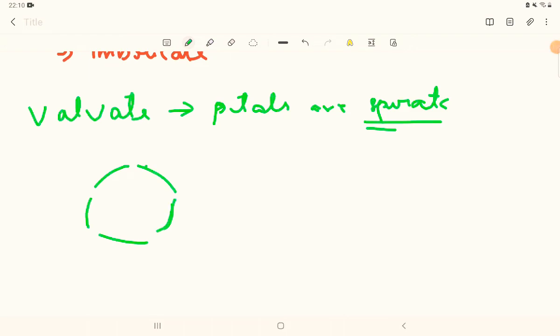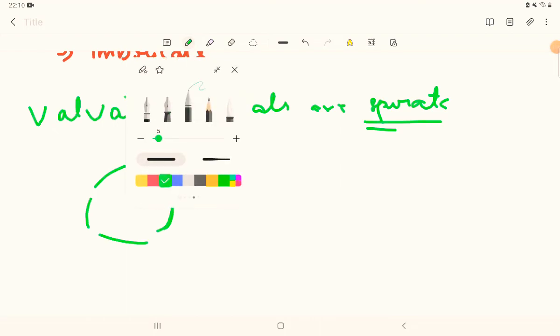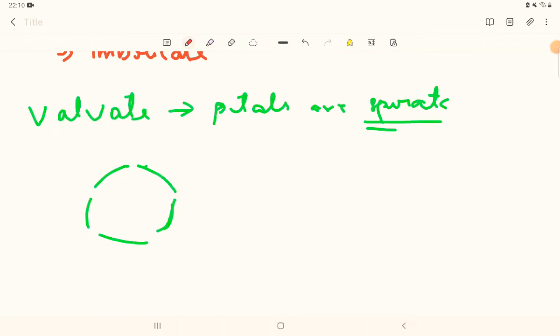Fine. So you can go and check out the diagrams in your textbook also. Next, twisted. Twisted means the one end of one petal will be inside and the other will be outside. Let us understand it with this example. Let's take some practical solutions. This is one petal, so one will be inside and the other will be outside.